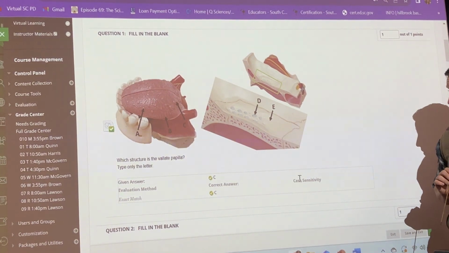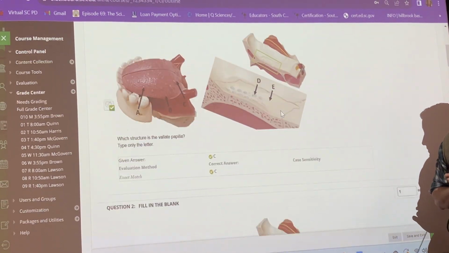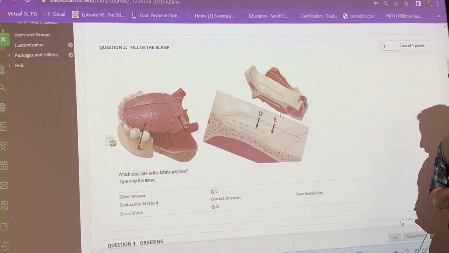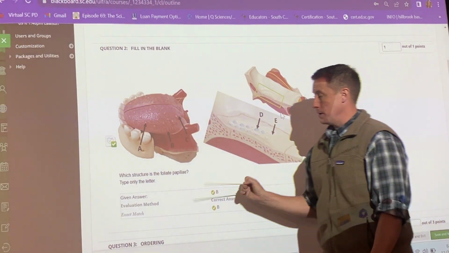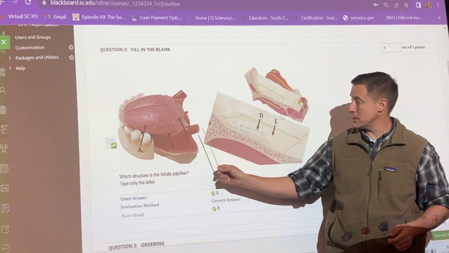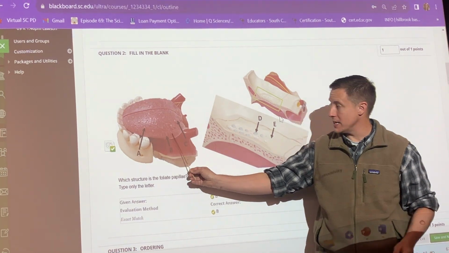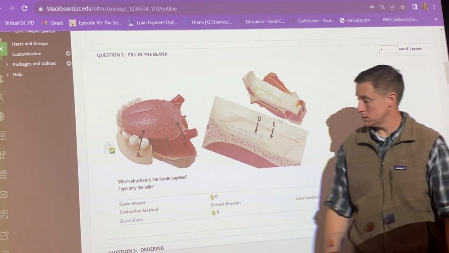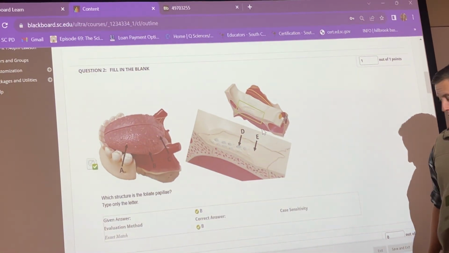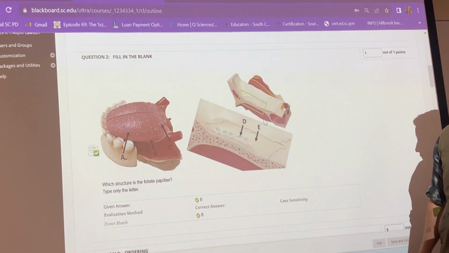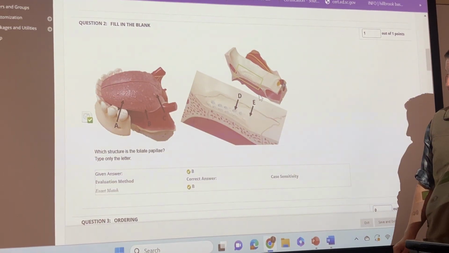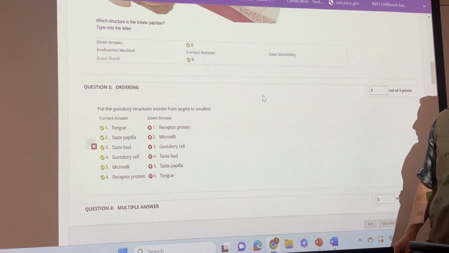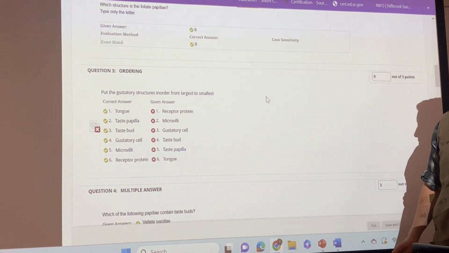Which one? C, vallate, flying V. Identify the foliate papillae. Remember, foliate, the lateral aspect, the ridge right here on the sides of the tongue. Letter B, foliate. Ooh, this person got it wrong.